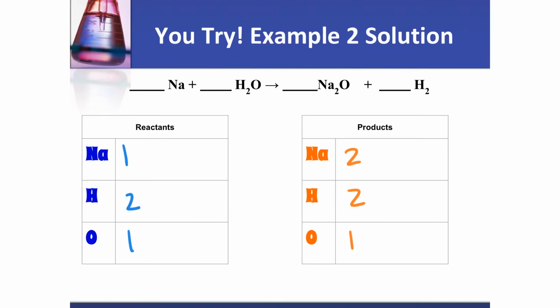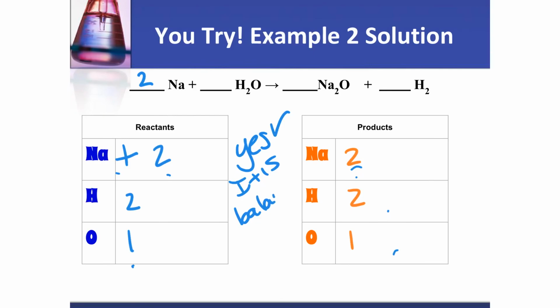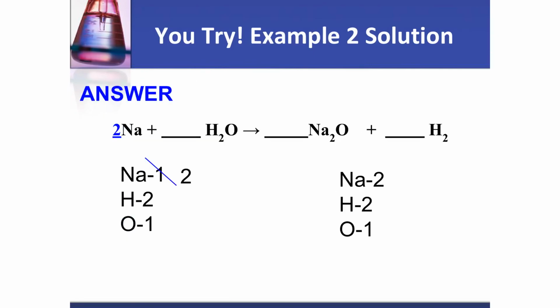Now, remember, we want to balance everything else except for the hydrogens and oxygens, and then we'll do those last. If we look at sodium, we need to put something in front of it. The product side has 2, but the reactant side only has 1. So I'm going to put a 2 in front of that sodium. And now I have 2 sodiums on the product, 2 hydrogens, 1 oxygen, 1 oxygen. So yes, it is balanced. Here's the answer again from the previous example.